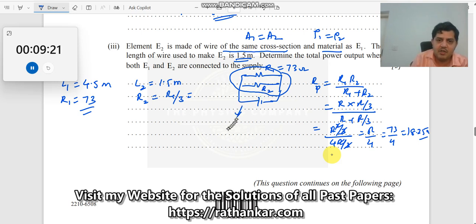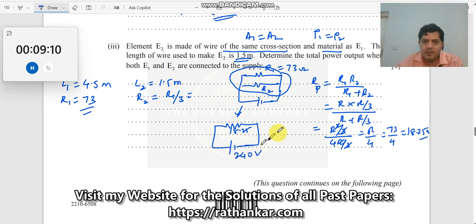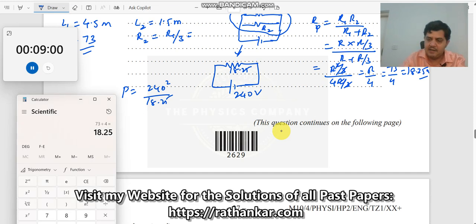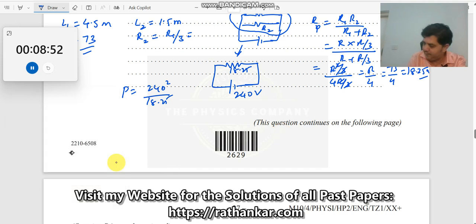So now this circuit becomes something like this. This is your 18.25 and this is your power supply. The power supply was seen to be 240 volt. So what is the power here? I want the total power. So total power P is equal to 240 square divided by 18.25. When I do this, how much do I get? 240 times 240 divided by 18.25. So I get this as 3156 watt, right? So this is the correct answer.